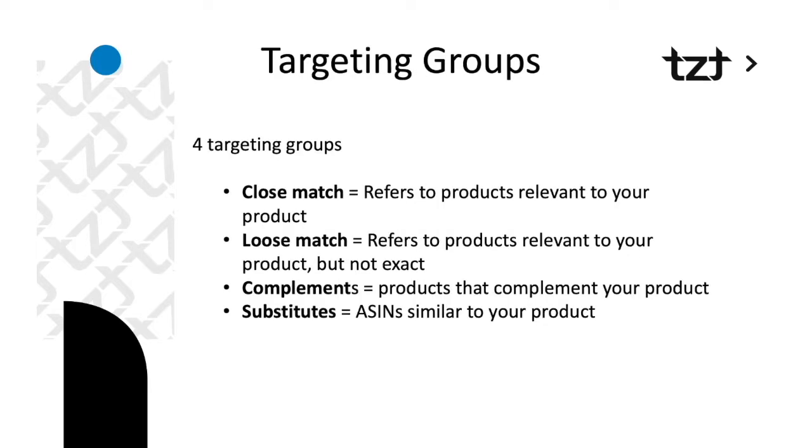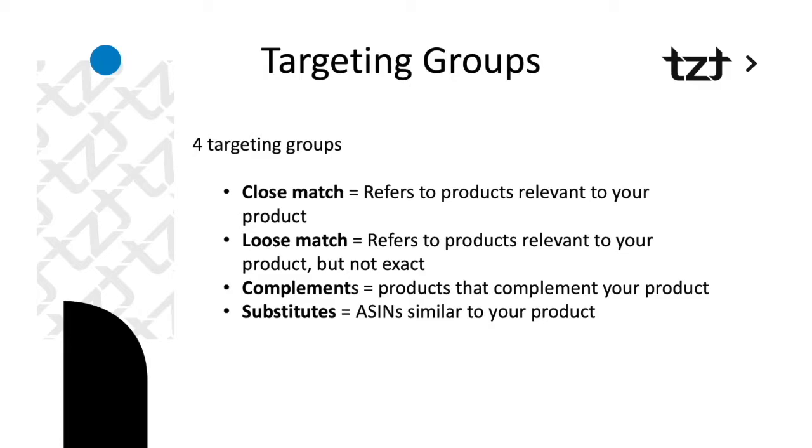So the 4 different targeting groups are close match, loose match, and complements and substitutes. So close match refers to products that are relevant to your product. Loose match refers to products relevant to your product but not exact. Complements are products that complement your products. And then substitutes are ASINs that are similar to your products.